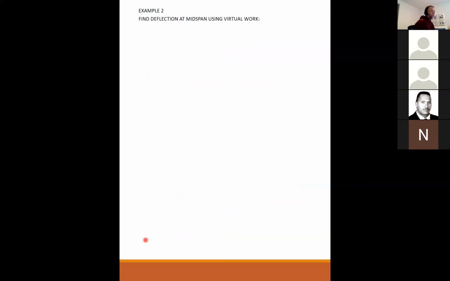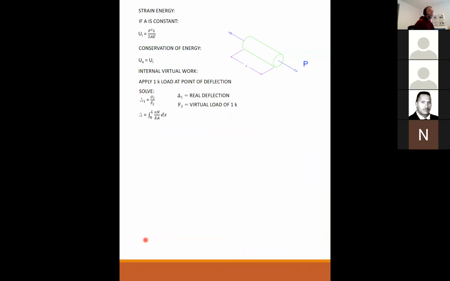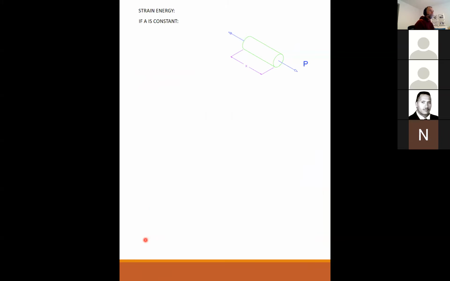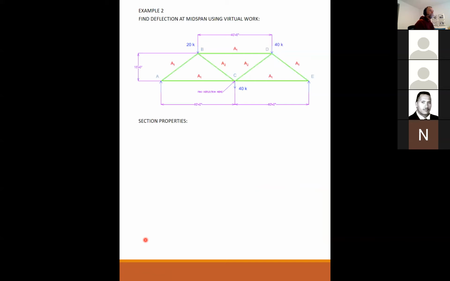Next example is we're going to find, I think I went all the way to the end. That was a spoiler alert. There we are. Okay, I want to find the deflection of this truss based on the virtual energy method.